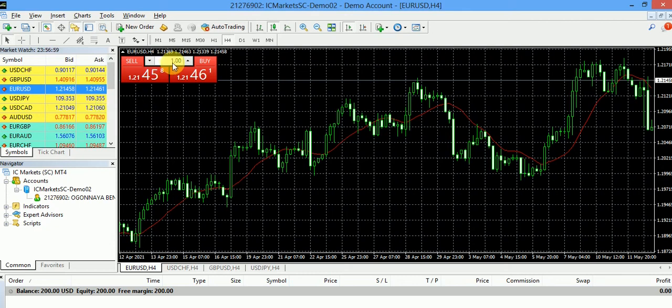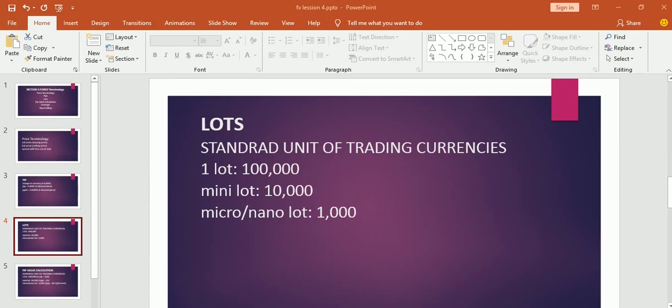But if you select 0.01, remember we have 1.0, we have 0.1, we have 0.01. 1.0 here is the 1 lot, standard lot, 100,000 units. 0.1 is the mini lot, 10,000 units. And 0.01 is the micro or nano lot, which is 1,000 units. That's what we have here. So when you select 1 lot, you are buying 100,000 units of that currency. Mini lot, you are buying up to 10,000 units. Micro lot, you are buying up to 1,000 units.